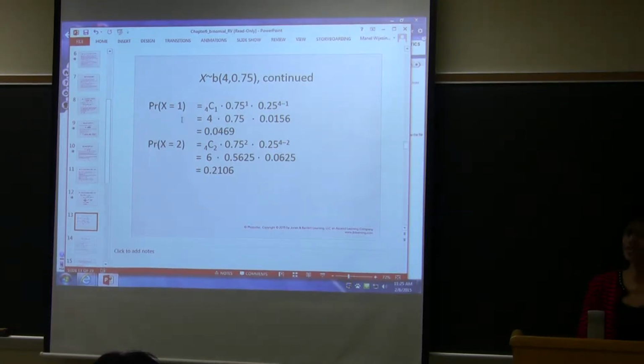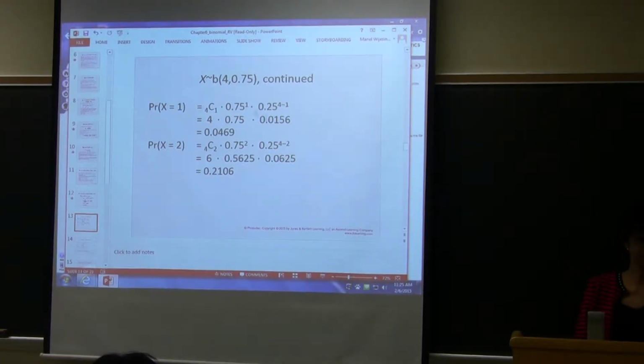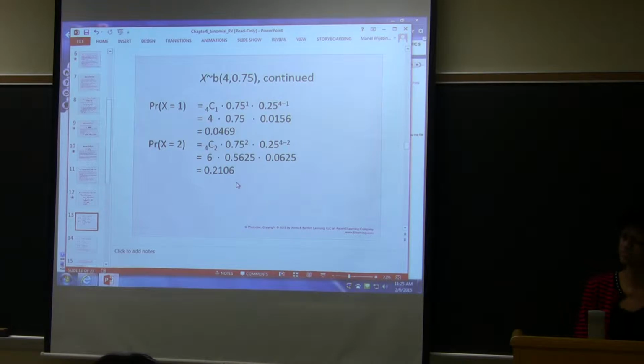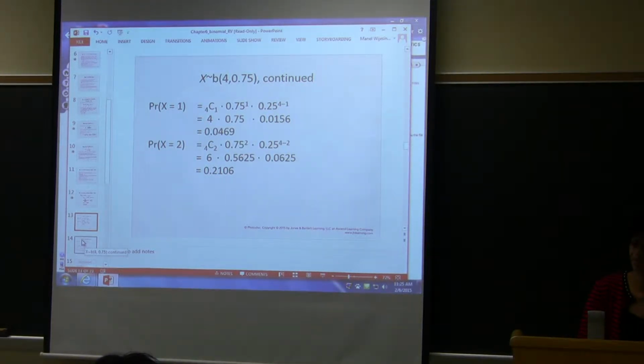Okay, likewise probability x equals 1, just x equals 1. Okay, x equals 2, like that. All right. So I can move on to the next.